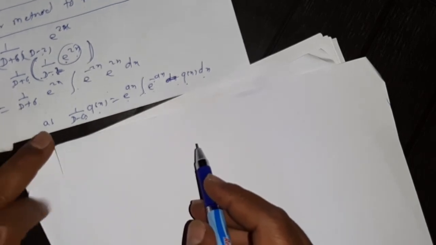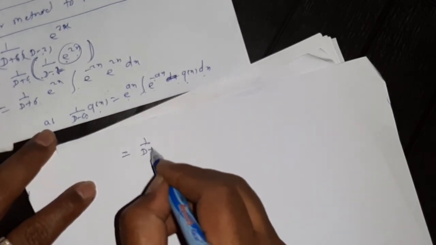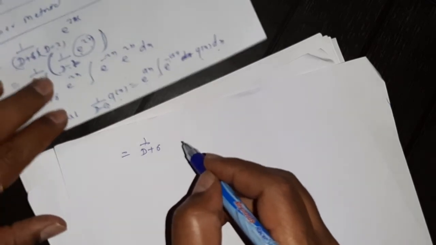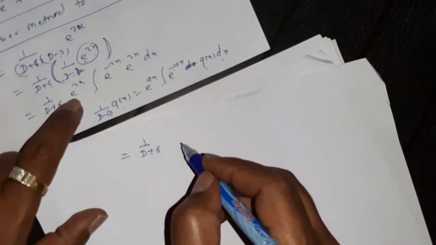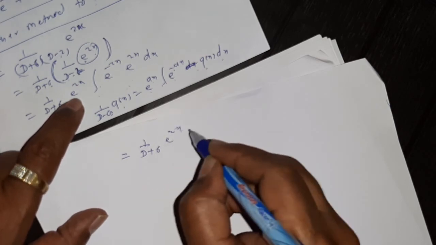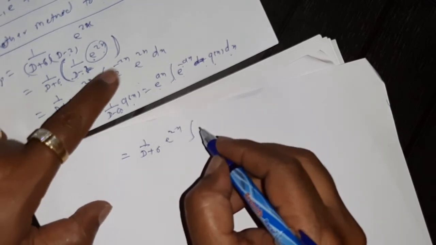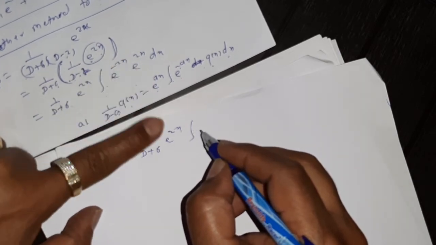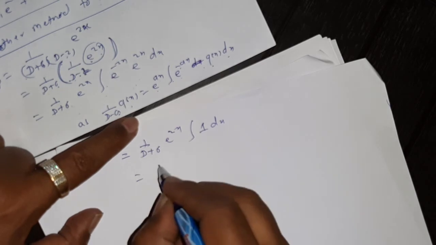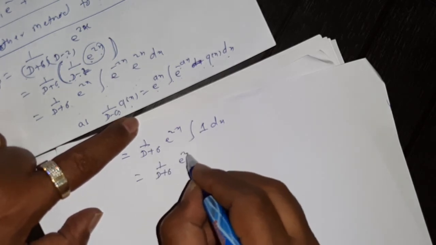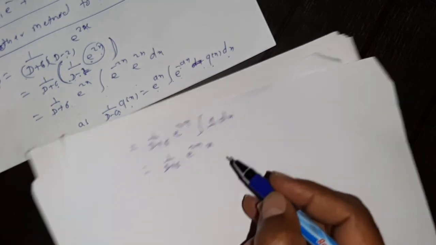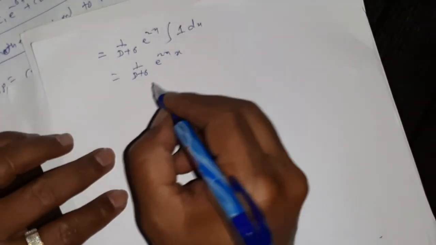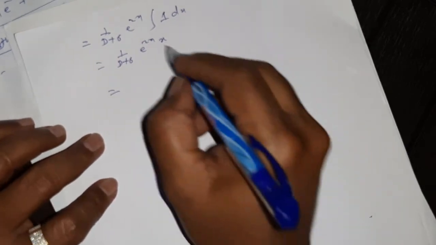So next step, from this it is equal to 1 by D plus 6, this 1 by D plus 6, e raised to 2x, integration e raised to minus 2x and e raised to 2x become e raised to 0, that is 1, dx. So we have e raised to 2x and integration of 1 is x. So we have this.